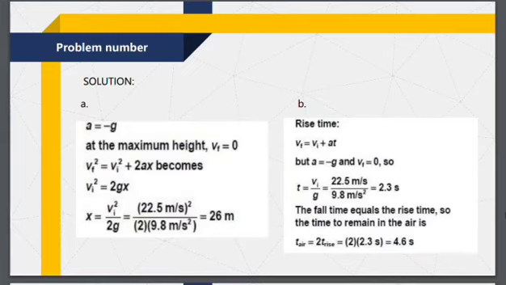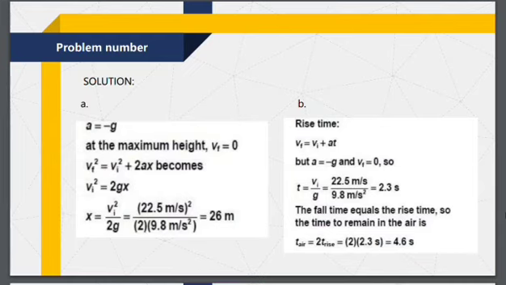We derive our formula to solve for the time of the ball when it rises, and it gives time equals initial velocity over the gravity. Let's now substitute our given in the derived formula. t equals 22.5 meters per second over 9.8 meters per second squared, and that gives time equals 2.3 seconds.